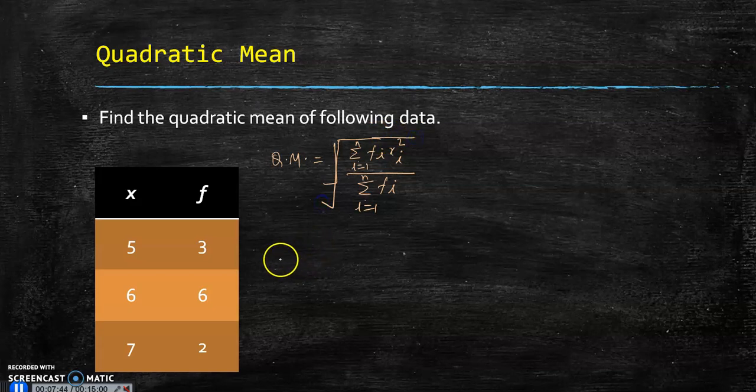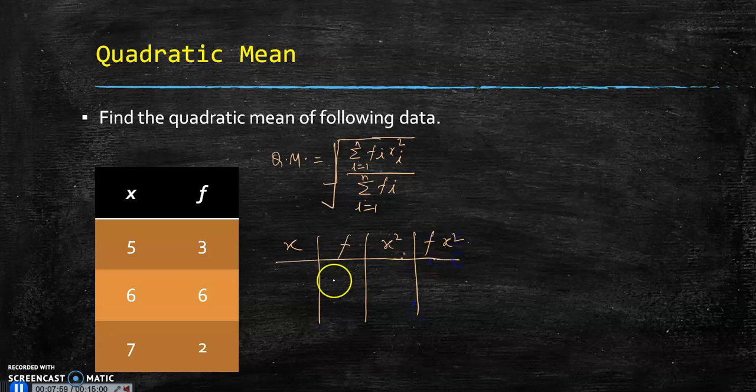So let me go ahead and produce a table. Let's calculate it. I have x, I have f. I'll be calculating x square and then I'll be calculating f times x square. So what is x? 5, 6, 7. X square is going to be definitely 25, 36 and 49. 5 square is 25, 6 square is 36, 7 square is 49. What is 25 into 3? 75. 36 times 6, it is 216. And 49 times 2 is 98.